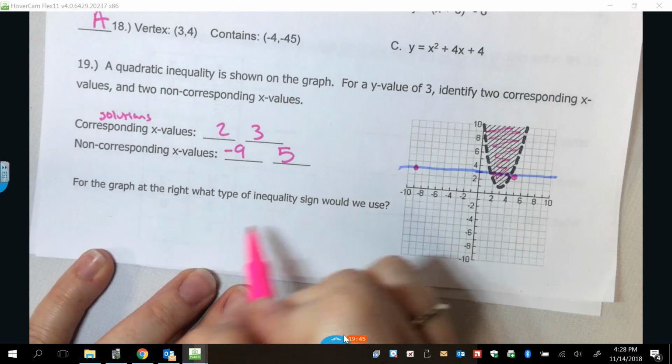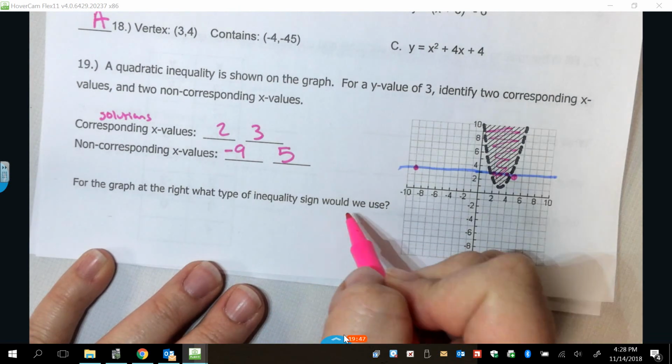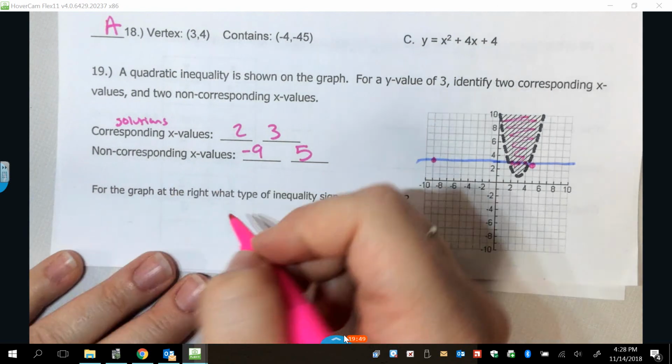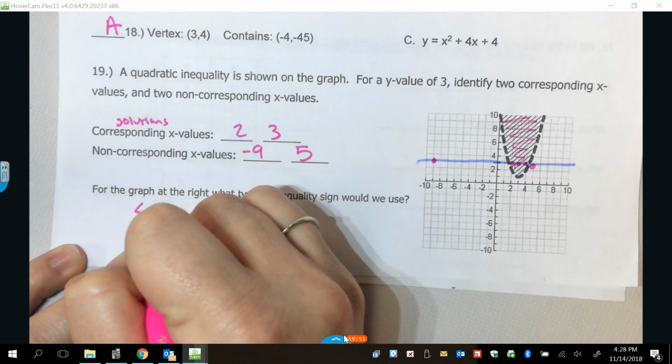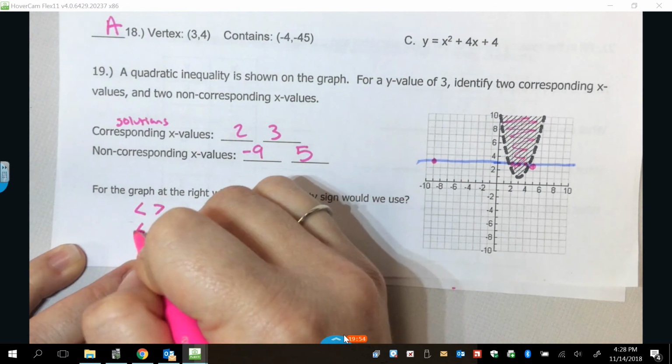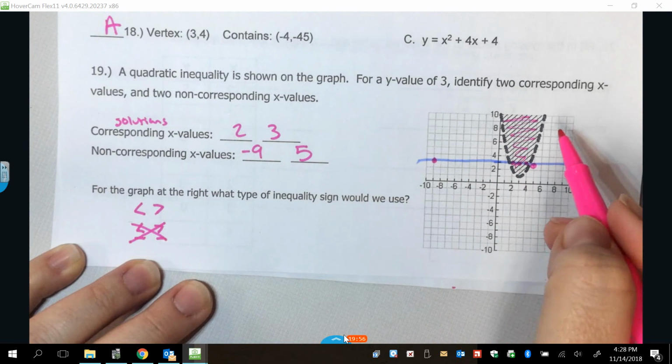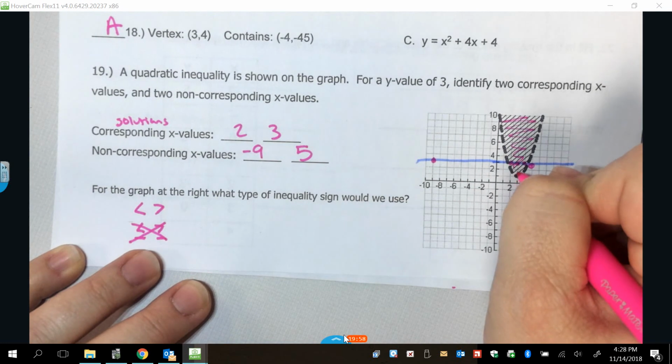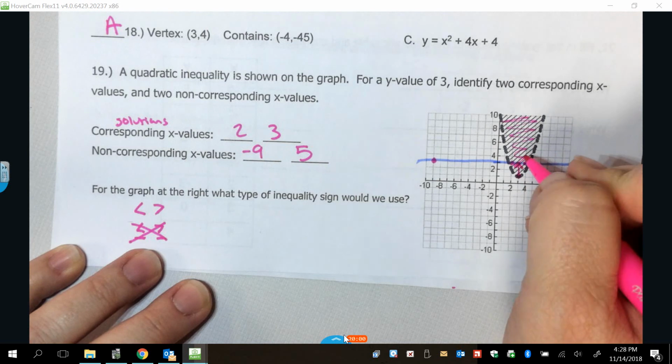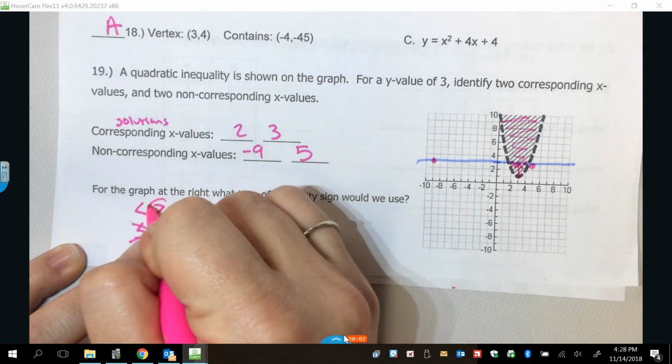Now it says for the graph at the right, what type of inequality sign would we use? Well, we know that these are my options. I would not use these two because that would be a solid line. Now remember, above my vertex, above you is greater, so we would have used the greater than symbol.